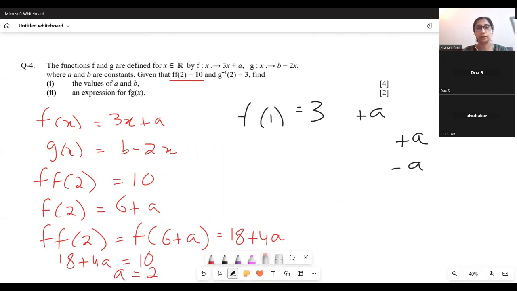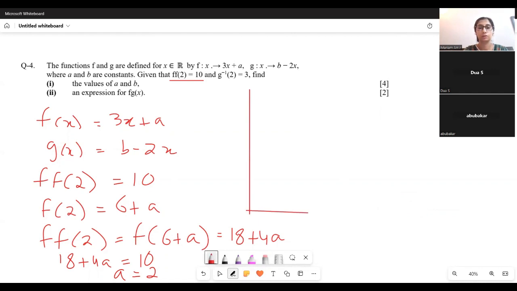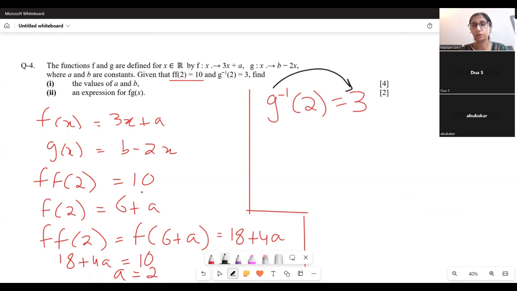Okay. Next, we're also given g inverse of 2 equals 3. You're allowed to take g inverse to the other side. That will simplify the question, because that way you won't have to find g inverse. So to bypass finding g inverse, you can take it to the other side and it becomes g3. So Abu Bakr, can you tell me what is g3?